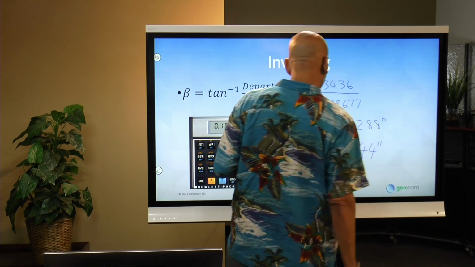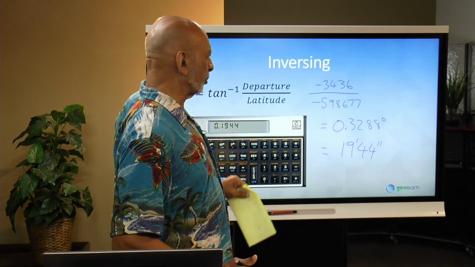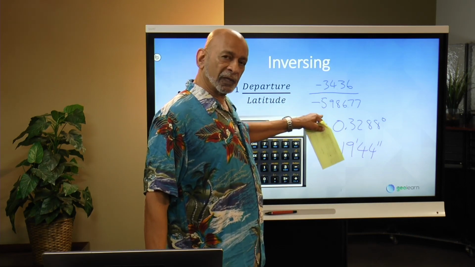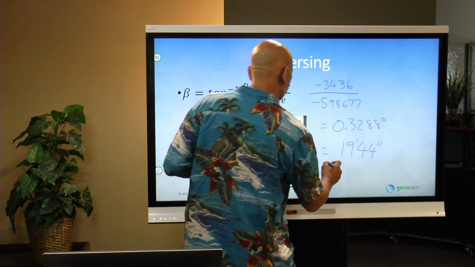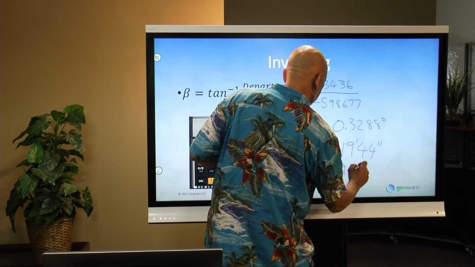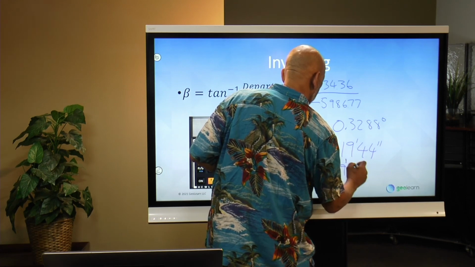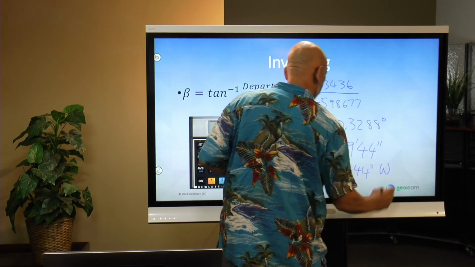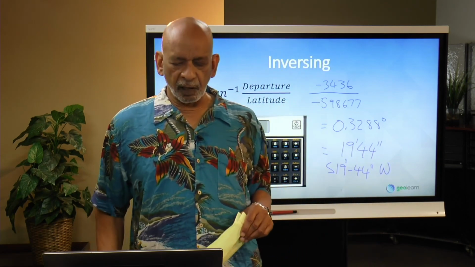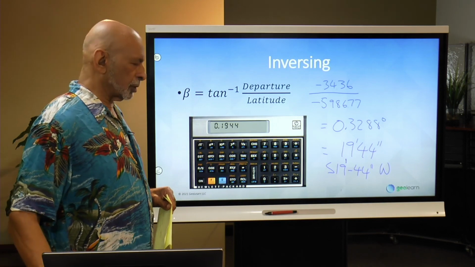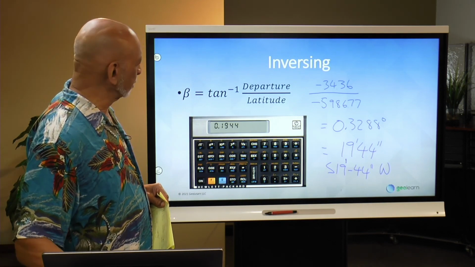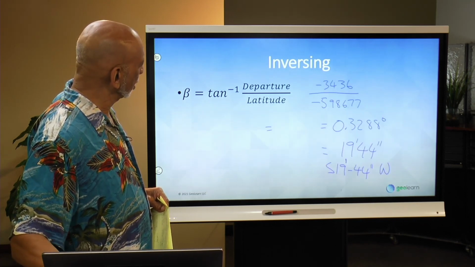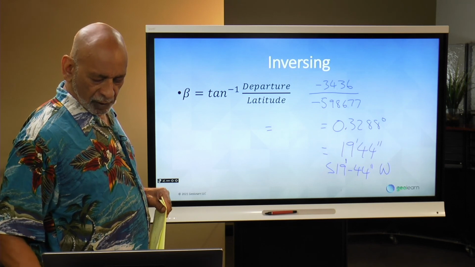Now, keep in mind that you still have to assign a bearing to this. Because it's going southerly and westerly, it's going to be south 19 minutes, 44 seconds west. So that's the solution to this particular problem. Let me get rid of the calculator and move on to another example.